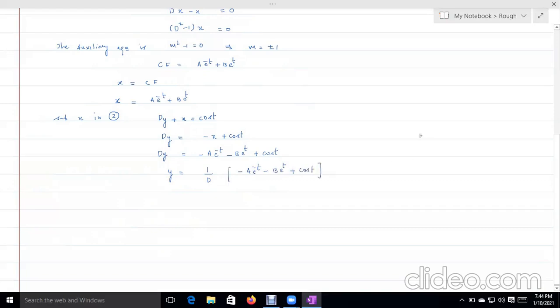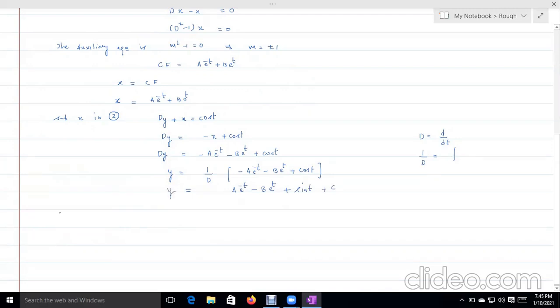As we know that D stands for the derivative d by dt, so 1 by D is nothing but the integral. Therefore, you get the integration of the entire thing. Since the integral of e power minus t is minus e power minus t, we get plus a into e power minus t. And minus b is constant here, the integral of e power t is itself, and the integral of cos t will be sin t. And we will introduce an integrating constant c.